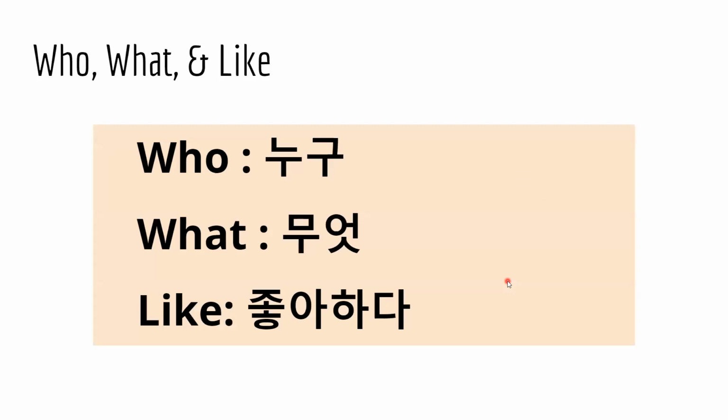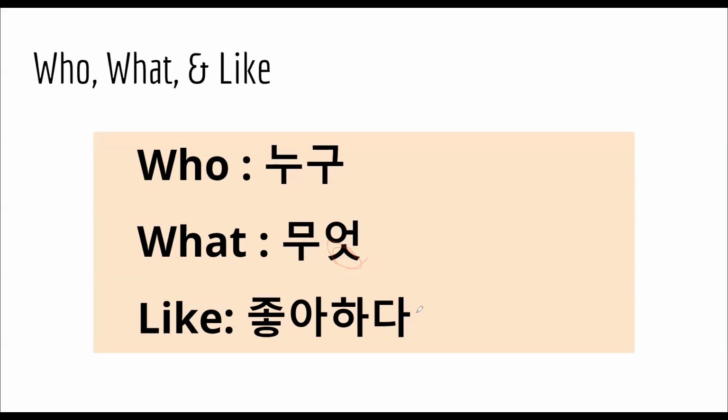For today's conversational expression, we'll learn 3 words. Actually, it's just really one word that we're learning. We've already learned 누가 and 좋아하다, but we're just going to review them. So the first word is 누구, and it means who. 무엇 means what. The second part of the word is in the CVC form, 엇. Finally, like is 좋아하다. You will only use 좋아하다 at the end, because of the 다.